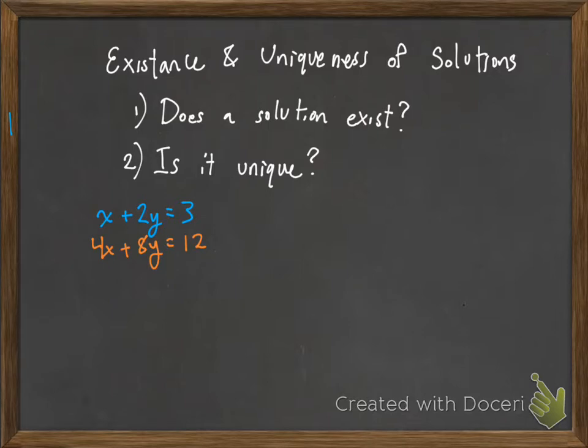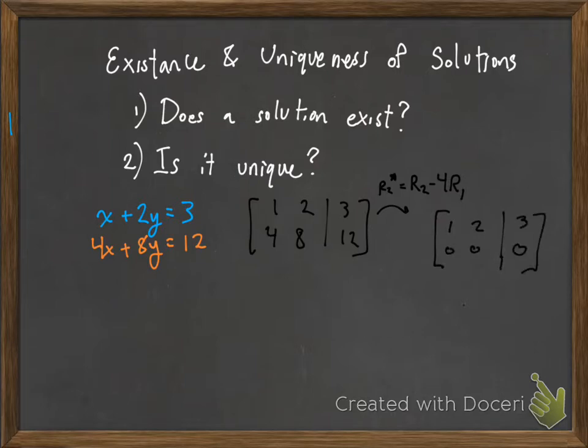So in this case, if I write it out as a matrix, I will write 1, 2 augmented with 3 and 4, 8 augmented with 12. And like before, what I'm going to do is take 4 times the first equation and subtract that from the second equation. In other words, R2 star is going to equal R2 minus 4 times R1, which gives us the following system. 1, 2, 3, and then all zeros, because 4 minus 4 times 1 is 0, 8 minus 4 times 2 is 0, and 12 minus 4 times 3 is 0.